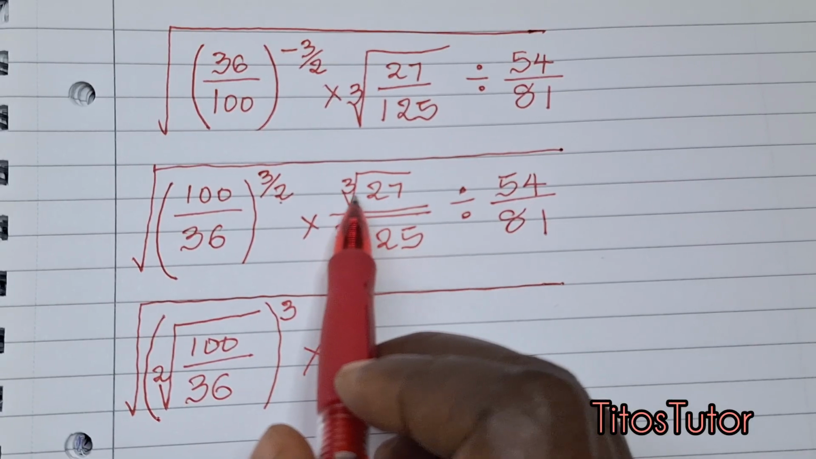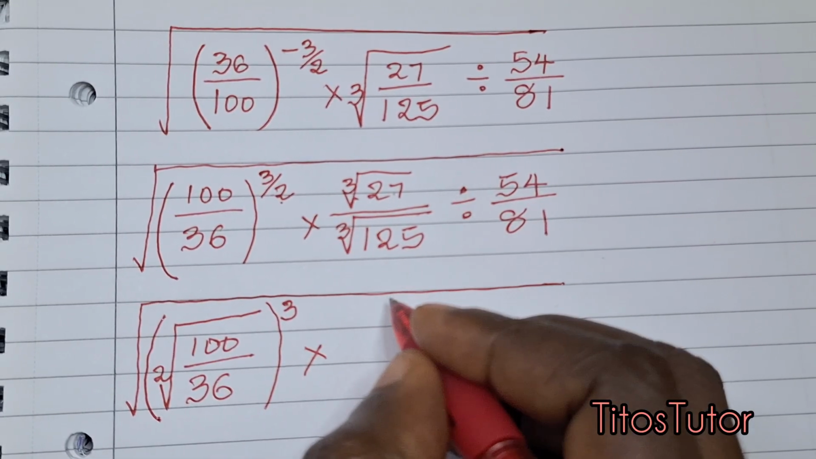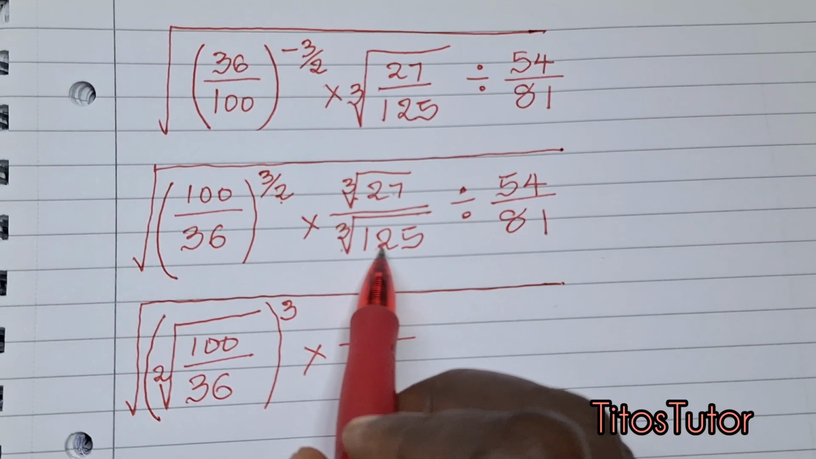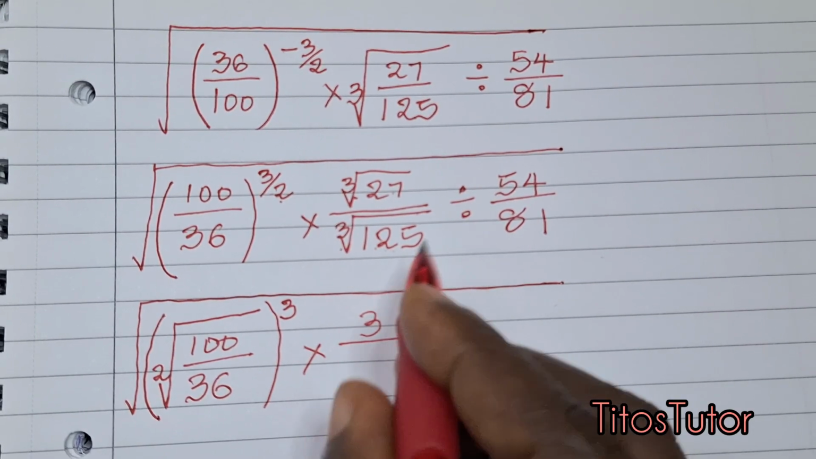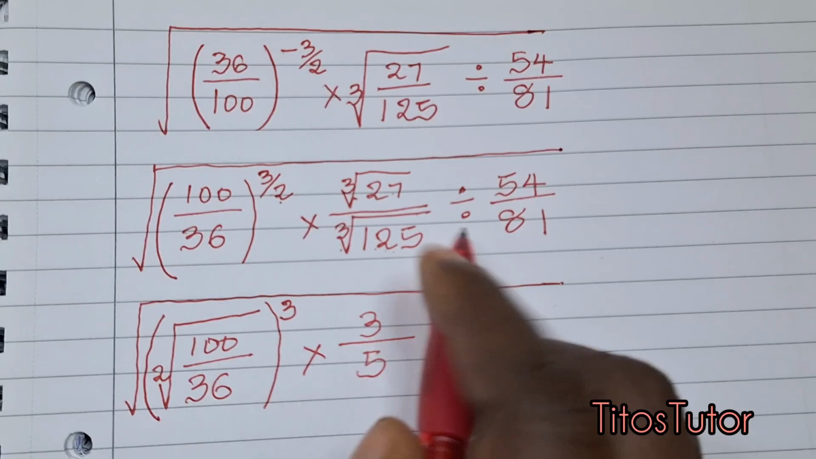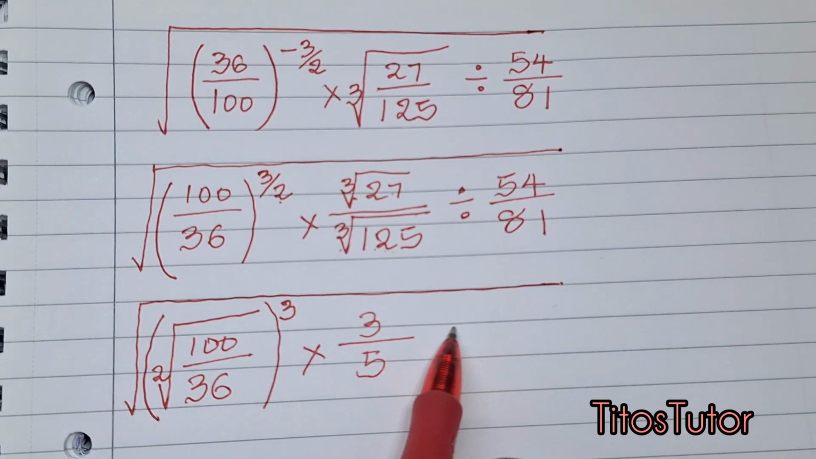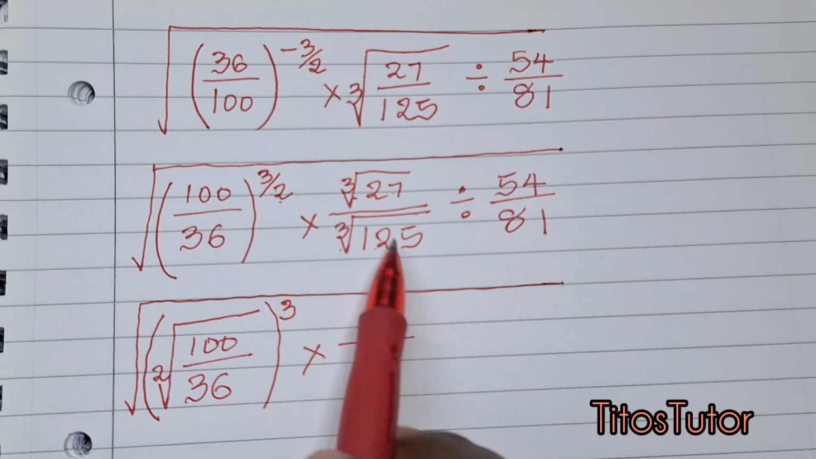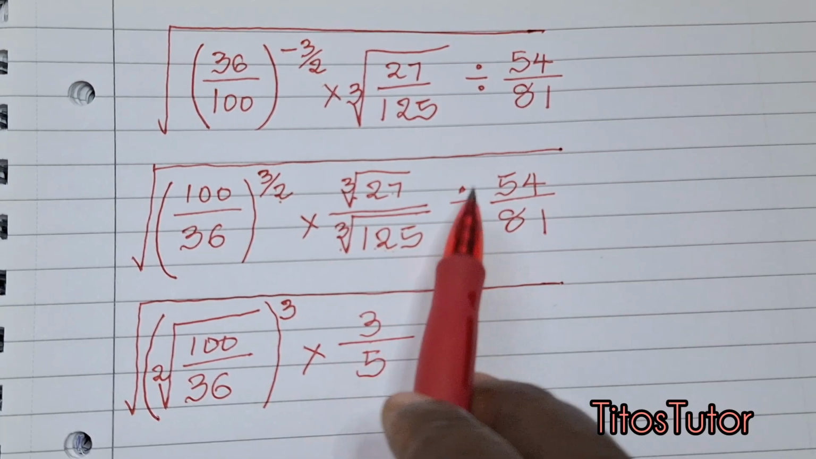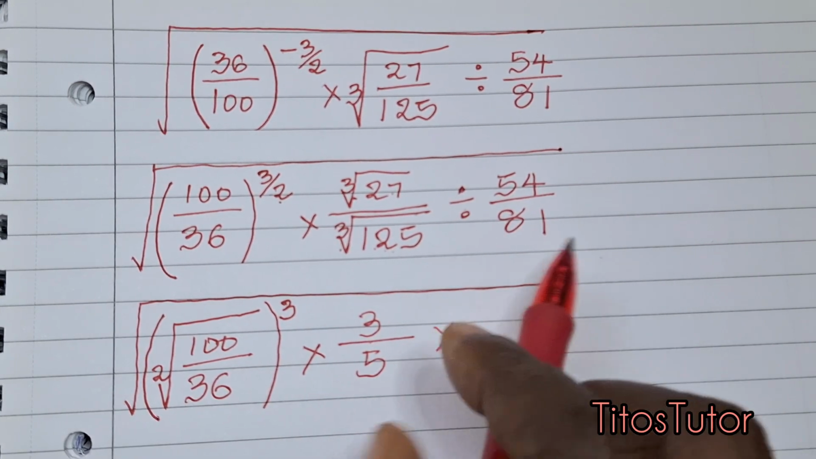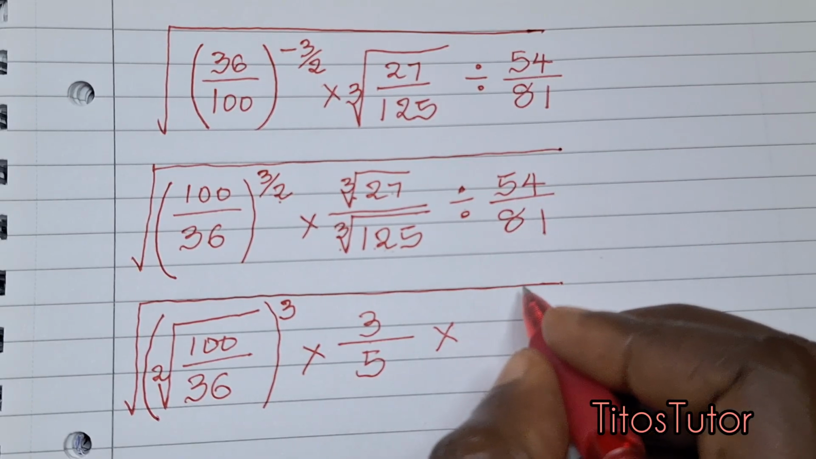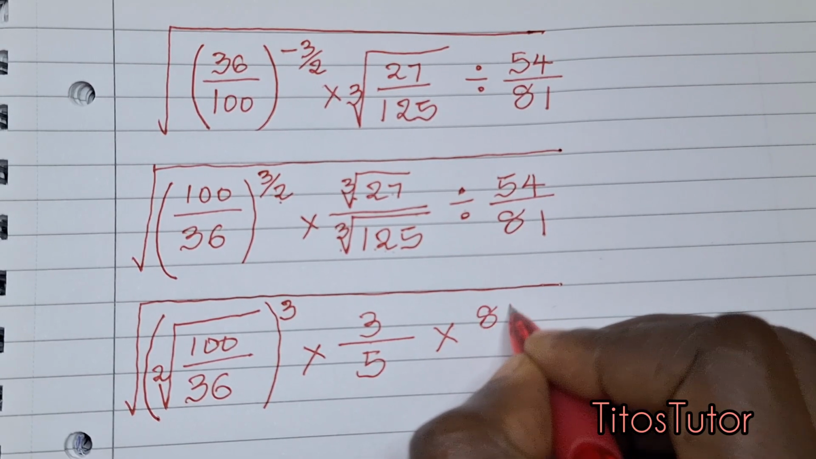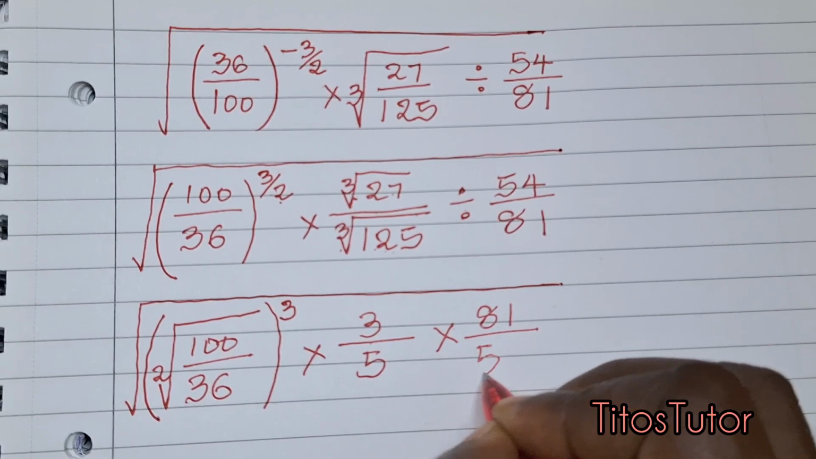What is the cube root of 27? Cube root of 27 is 3, and cube root of 125 is 5. You can change this to a multiplication sign because the division of fractions says keep your first fraction, change your division into multiplication, and flip the fraction that comes after the division sign. So we have 81 over 54.